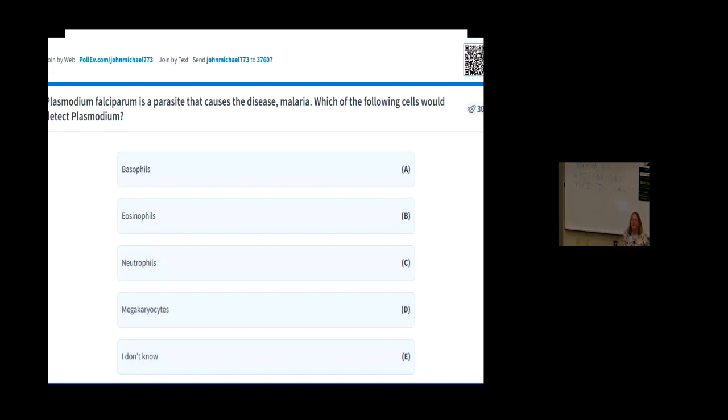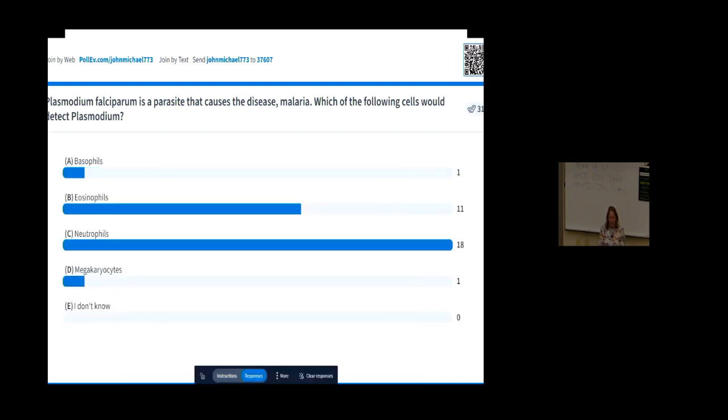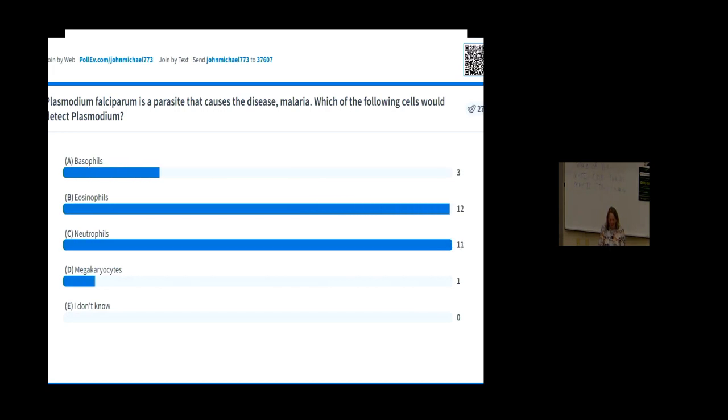So this is an example of a question where we can give you something that you've never heard of before, because we're not actually expecting you to know anything about Plasmodium falciparum. We just want you to recognize which of these cells usually detects a parasite. Most of you said neutrophils. I'll give you a second chance. Okay, eosinophils shot up. Stay there. You're perfect. Eosinophils.